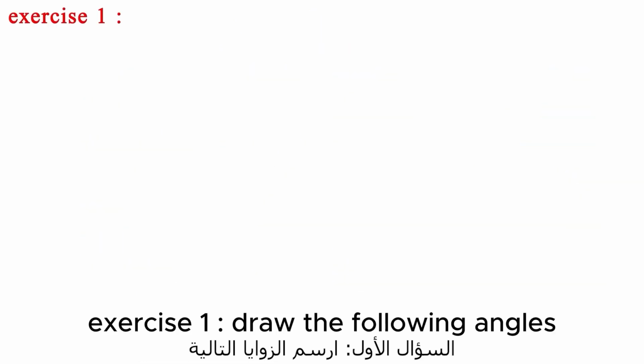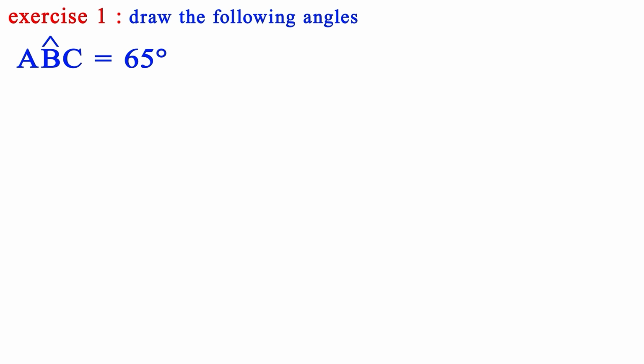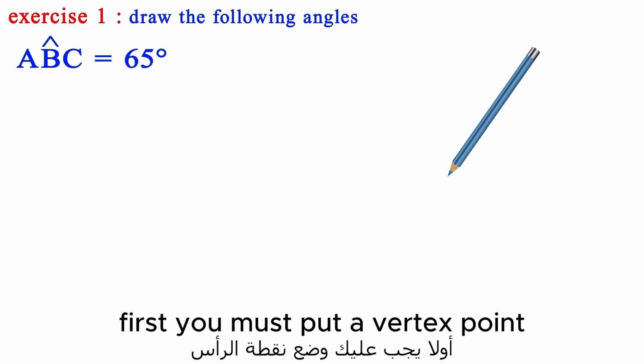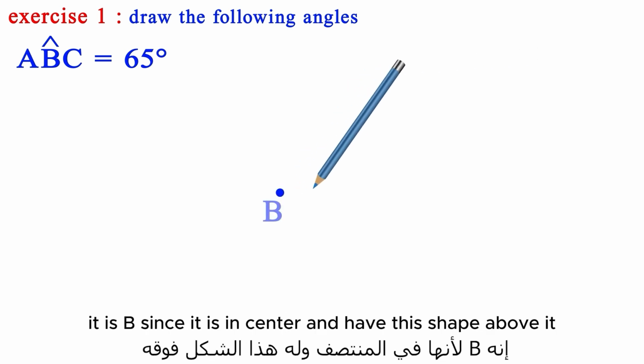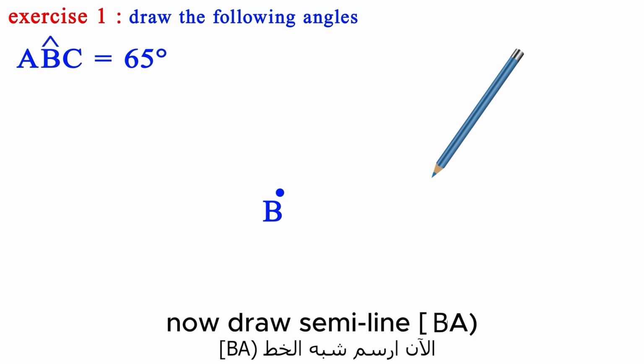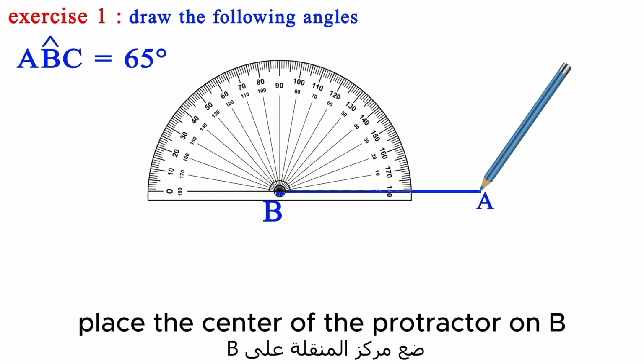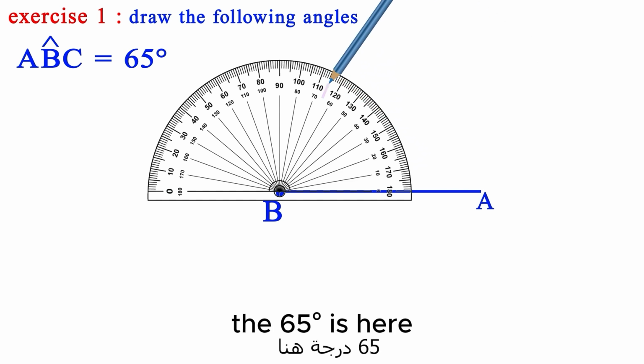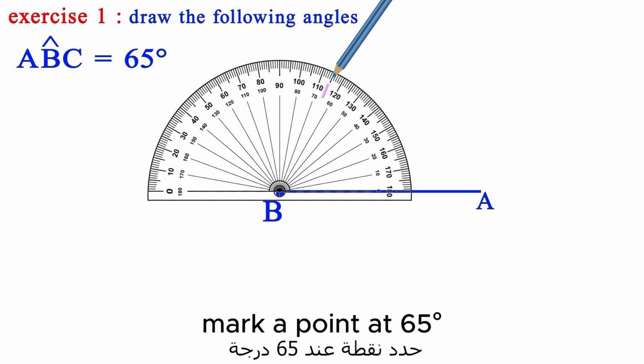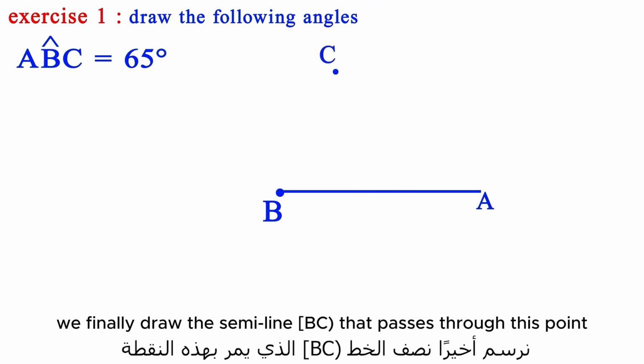Exercise 1. Draw the following angles. ABC equals 65 degrees. First you must put a vertex point. It is B since it is in the center and has this shape above it. Now draw semiline BA. Place the center of the protractor on B. The 65 degrees is here. Mark a point at 65 degrees. We finally draw the semiline BC that passes through this point.